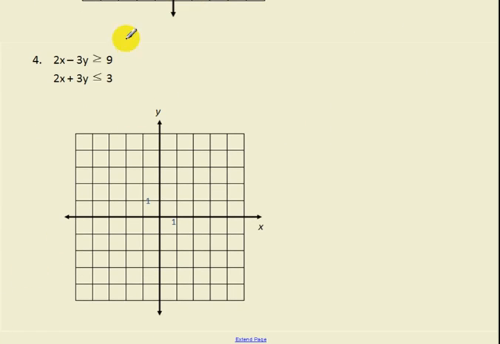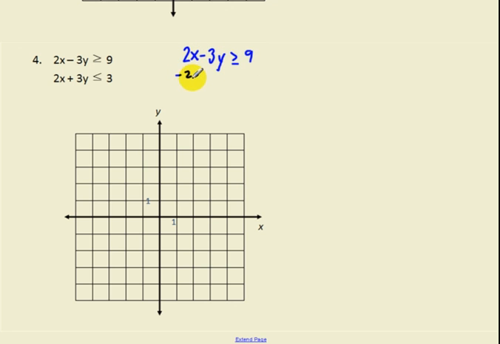Okay, last example. Notice we have standard form here rather than slope-intercept form. So if you want, you could, for example, plot the x and y intercepts and then use a test point to figure out whether you should be above or below the line, or you could go ahead and rearrange these in slope-intercept form. So let's do that.